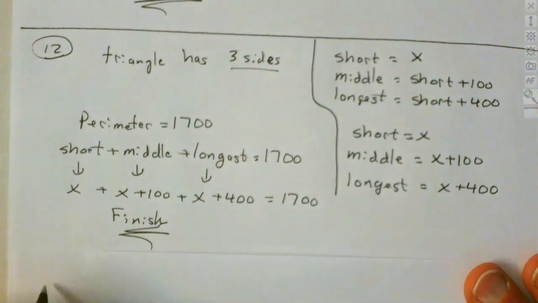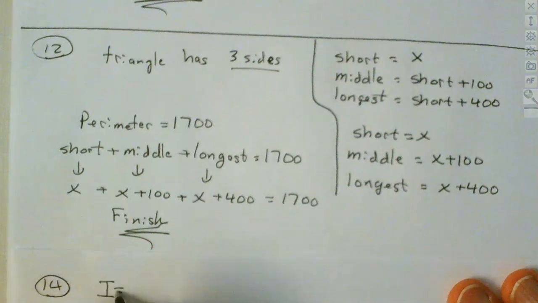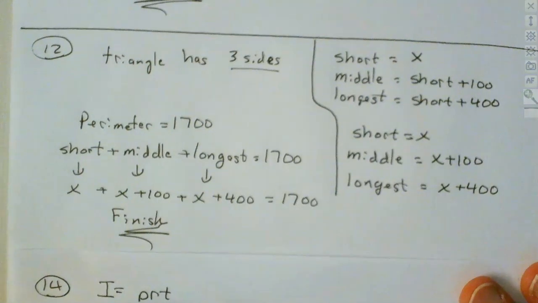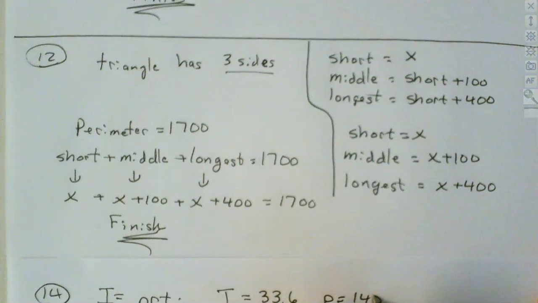On question 14 and 15, what you need to do is plug in the values that they give you. So they give you a formula, and this is the formula for simple interest. And they give you the values they want you to plug in. And we need to solve for the missing value. So whichever one is missing is what we're going to have to find.